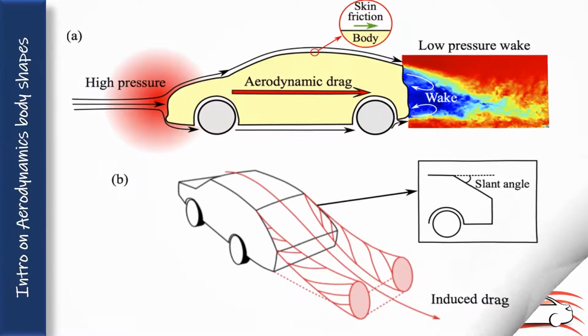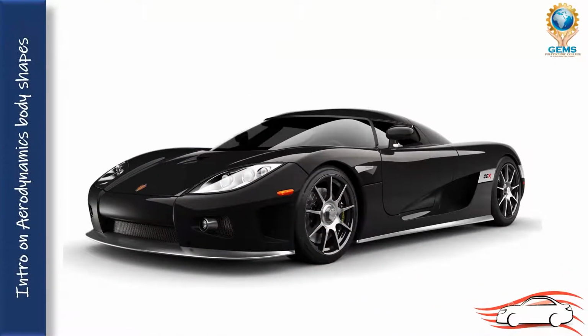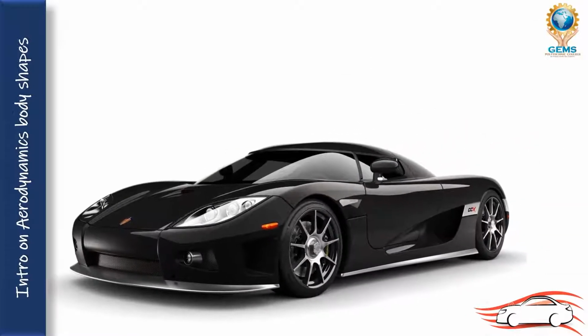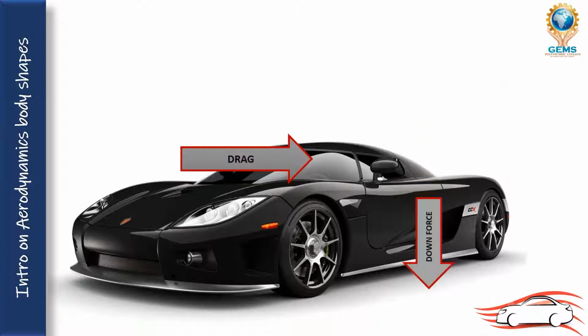So here we are going to see a picture. This is the car in movement. The drag will act in this position, and the downforce will act in this position. These two effects will affect the speed of the vehicle. To deal with it, the aerodynamic system, a branch of mechanics, will handle it.